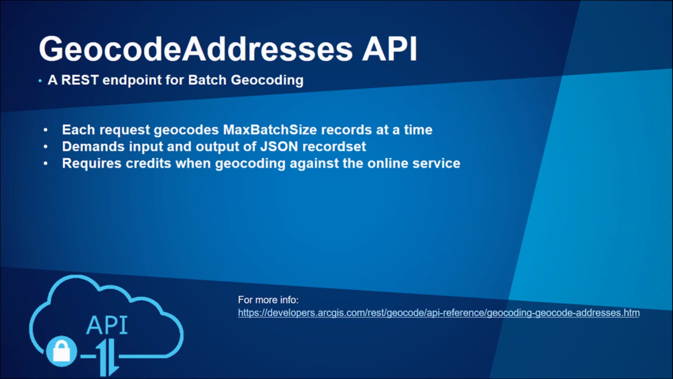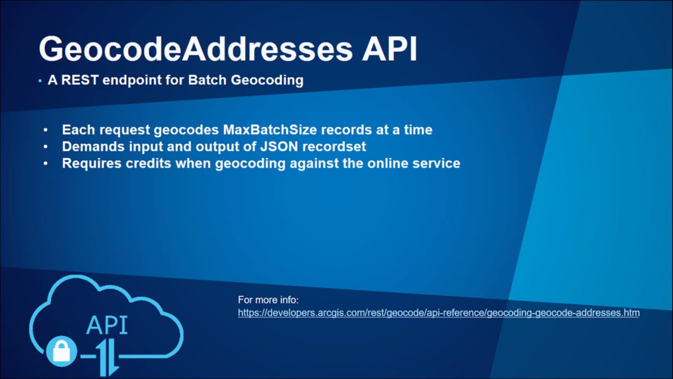So first, let's discuss the Geocode Addresses API. Every time you publish a locator to your ArcGIS server, you will receive the Geocode Addresses API if you enable batch on that locator. So each request geocodes a max batch size of records at a time. For the ArcGIS Online World Geocoding service, max batch size is 1,000.